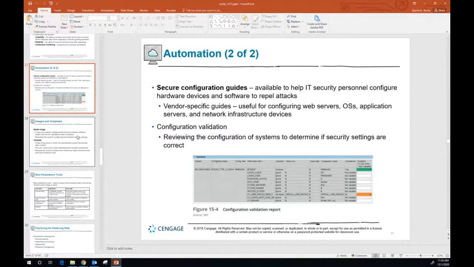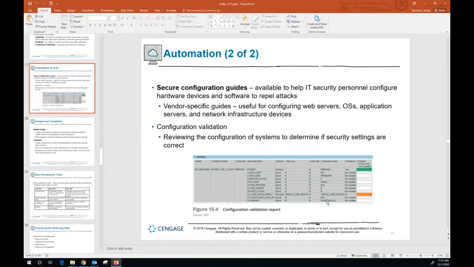There are also secure configuration guides that are available to help IT security personnel configure hardware devices and software to repel attacks. You may also see vendor-specific guides. Those are useful for configuring web servers, operating systems, applications, network infrastructure devices. You also want to make sure that you have configuration validation, which reviews the configuration of a system to determine if the security settings are correct.